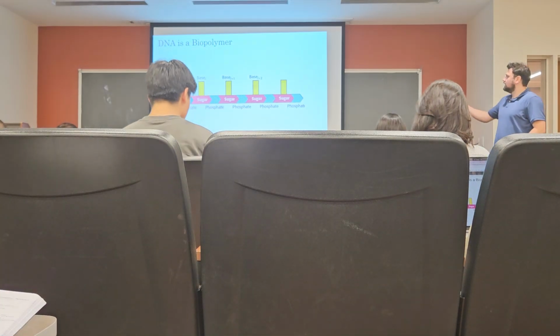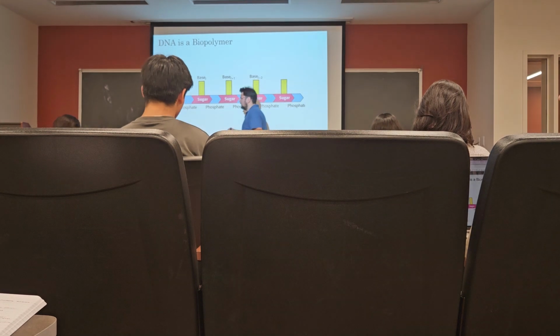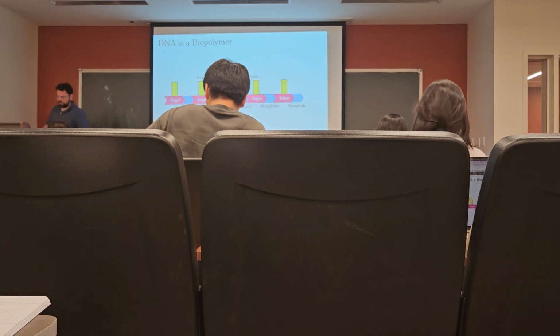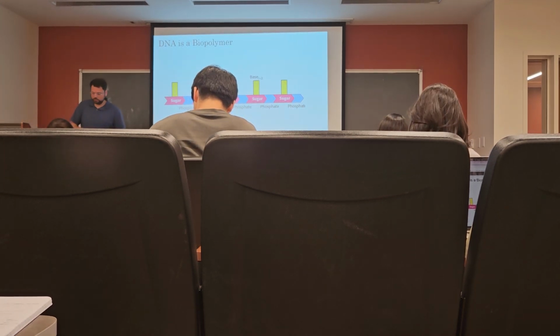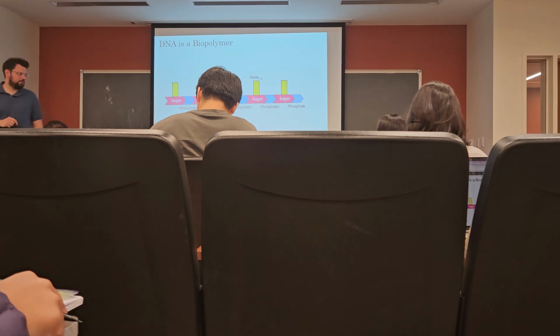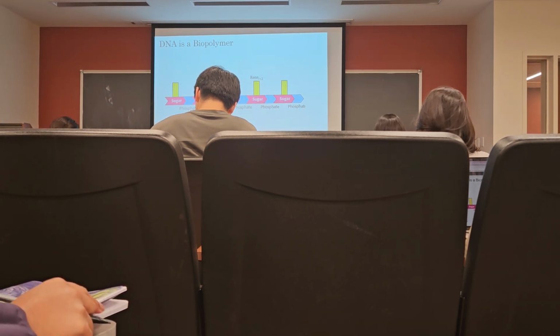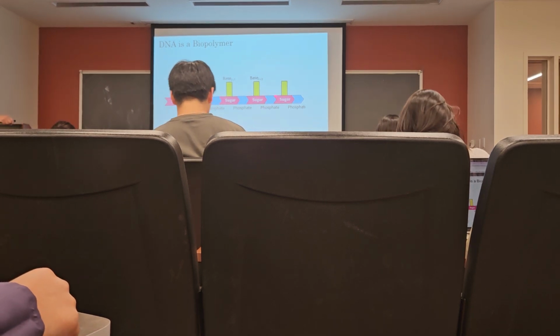All right, so you remember from chapter 1, right? DNA is a biopolymer. It's one of those macromolecules that we talked about. And here we see the overall structure of DNA. It consists of a backbone made up of a deoxyribose sugar linked to a phosphate, and that phosphate is in a phosphodiester bond with the next sugar. So we have sugar, phosphate, on and on and on.